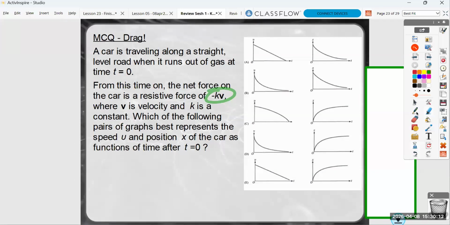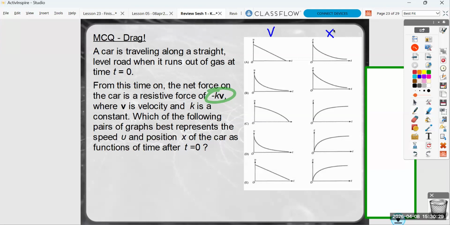First graphs are the speed graphs if you can't read those. So these are the V graphs. These are the position graphs. We just find the speed graph earlier. Which ones look like the right speed graphs? B and C.